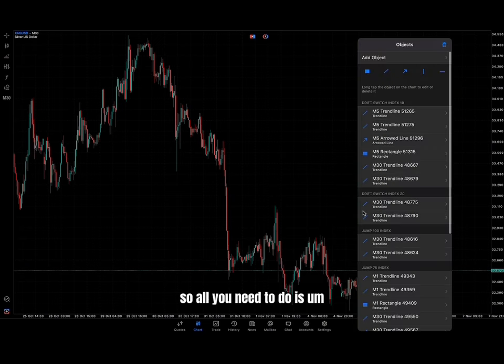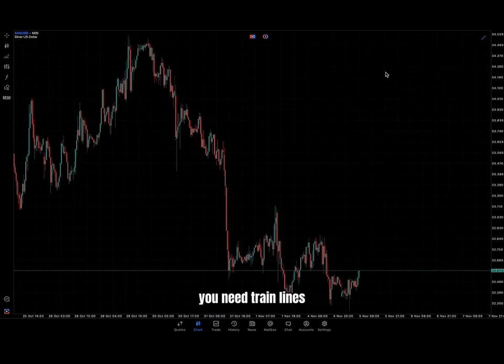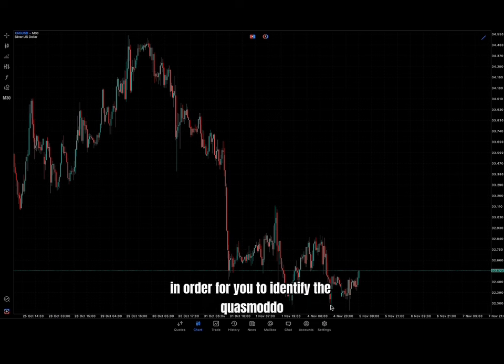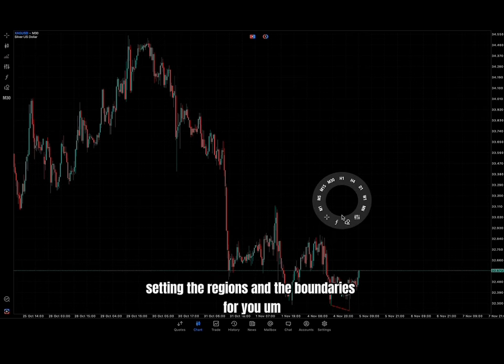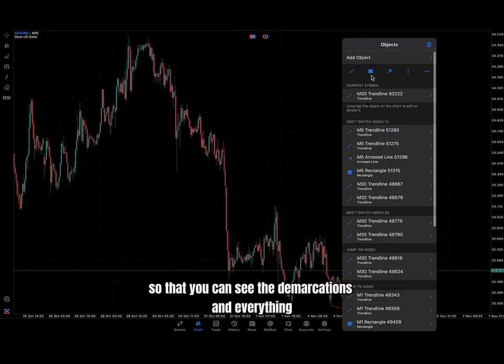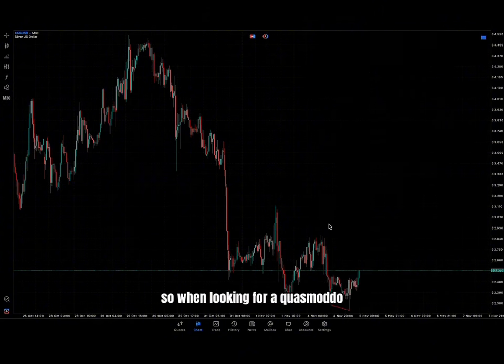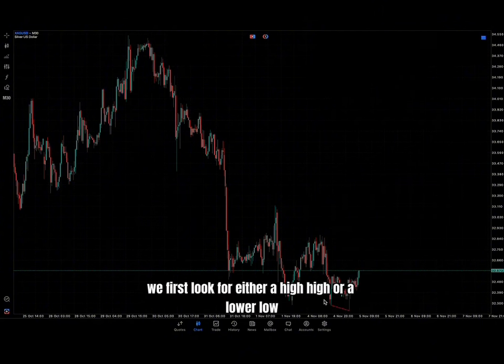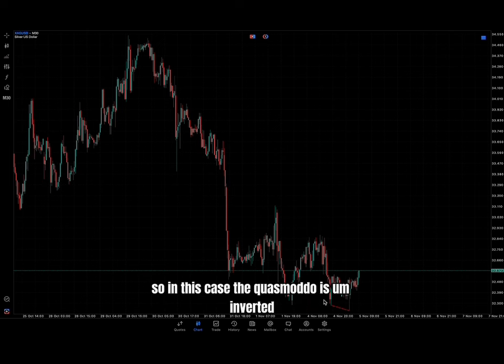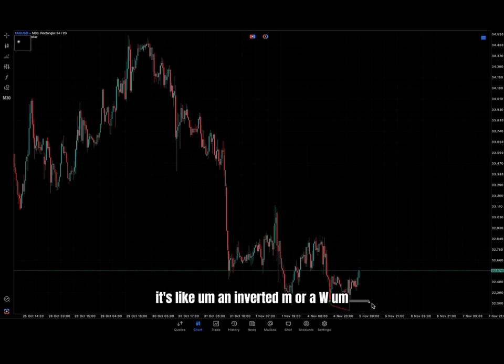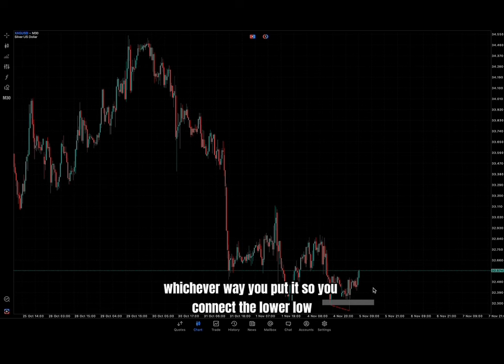So all you need is trend lines. In order for you to identify the Quasimodo, you need trend lines. Your trend lines set the regions and the boundaries for you, so that you can see the demarcations and everything. When looking for a Quasimodo, we first look for either a higher high or a lower low. In this case, the Quasimodo is inverted. It's like an inverted M or a W, whichever way you put it.